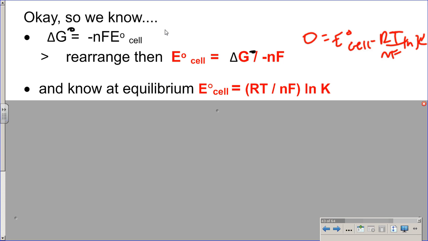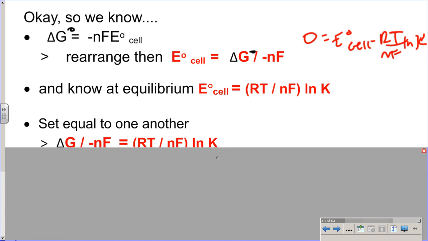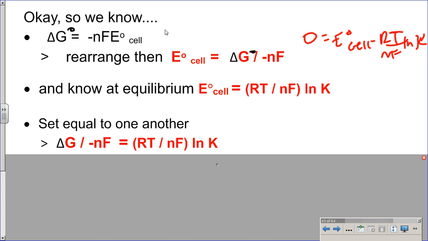Okay, so we know these two things separately. That means that since you've got them both set equal to E naught cell, you can set them equal to one another, yeah? And then you can rearrange some stuff from there. Let's see what we get. Okay, set them equal to one another. So this thing is equal to this thing. So delta G naught over negative NF is equal to the other expression. This is eventually showing you that we can solve for K, solving for equilibrium, knowing a bunch of stuff.